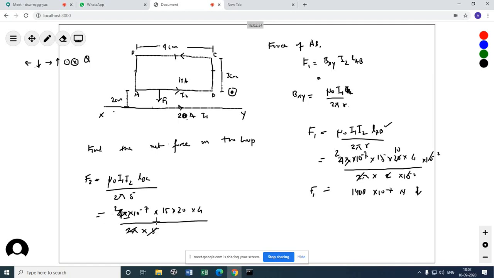Okay, so 5 3s are 15, so 3 is 60, 60 into 4 is 240, 240 into 2 is 480, right? 480, am I right? Yeah, 480. 480 into 10 to the power minus 7, maybe I made a mistake here and there, please check it once properly. The unit is Newton.